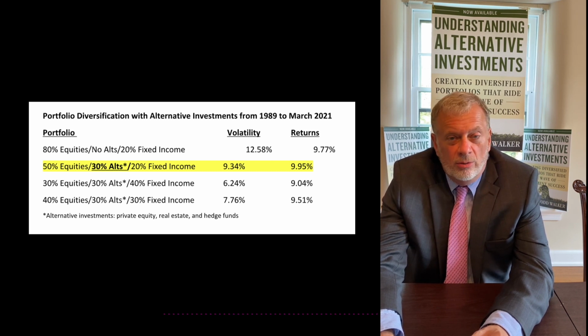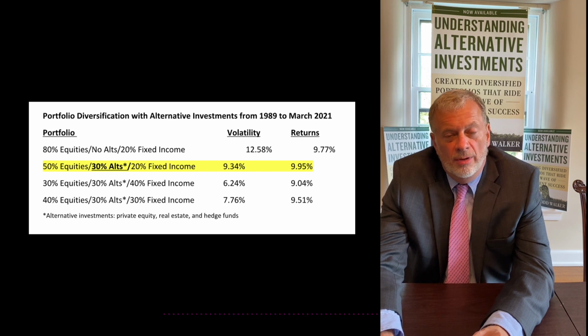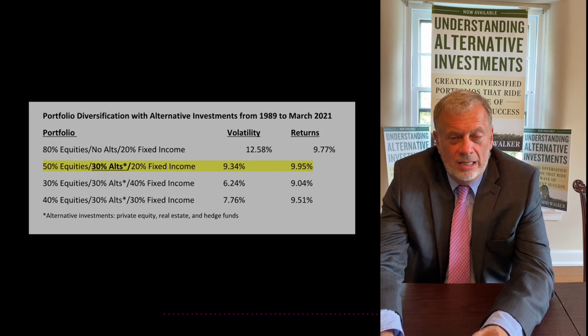Now, one would think, okay, I lowered my risk, therefore, because I reduced my equities, I probably reduced my returns. That's what you would think. But with alternative investments over that same period, the annualized returns were 9.95%, which beat the number I mentioned before, which was 9.77%. So returns increased, risk decreased.